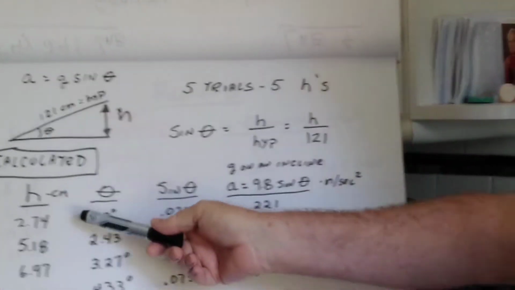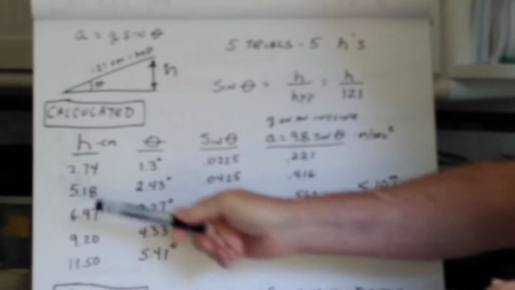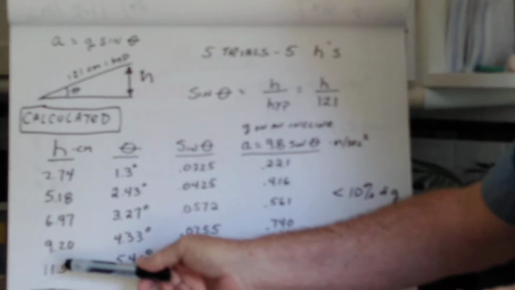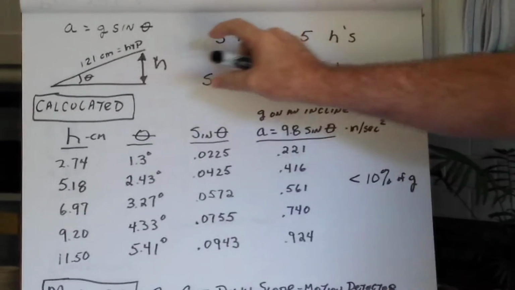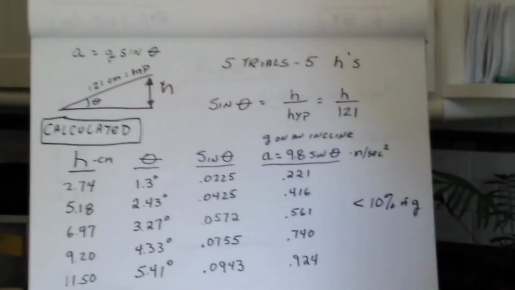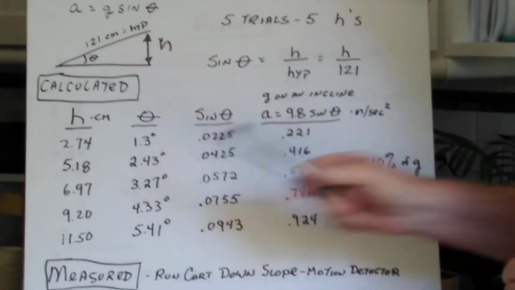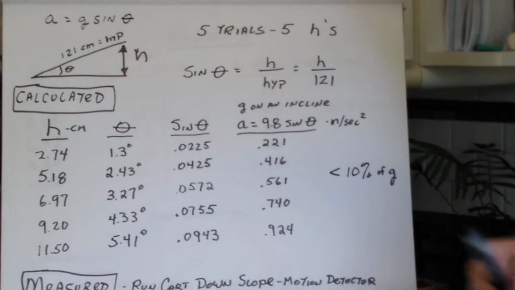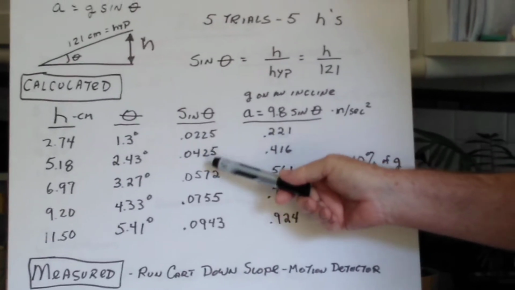We have 5 specified heights in centimeters: 2.74, 5.18, 6.97, 9.20, and 11.5 centimeters. That's what we're going to do. Each one of the 5 trials will be at one of these heights, and each corresponds to an angle. It's a very gradual angle, no more than about 5.5 degrees. If we take the sine of that angle, we come up with this number.